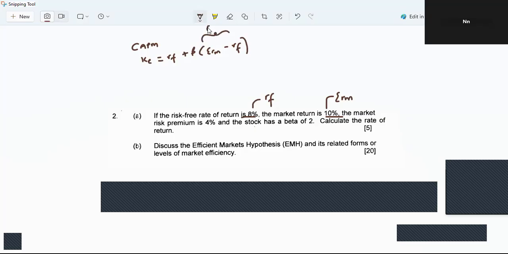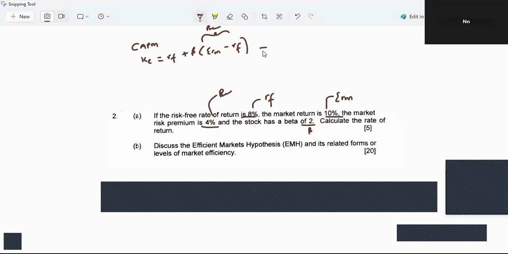Sometimes you may not be given the market return. Sometimes you may just be given the premium. So we've been given what? Risk-free rate 8%, the market return 10%, the market risk premium is 4%. The beta is 2. So we're asked to now calculate the expected return. So how do we calculate expected return?